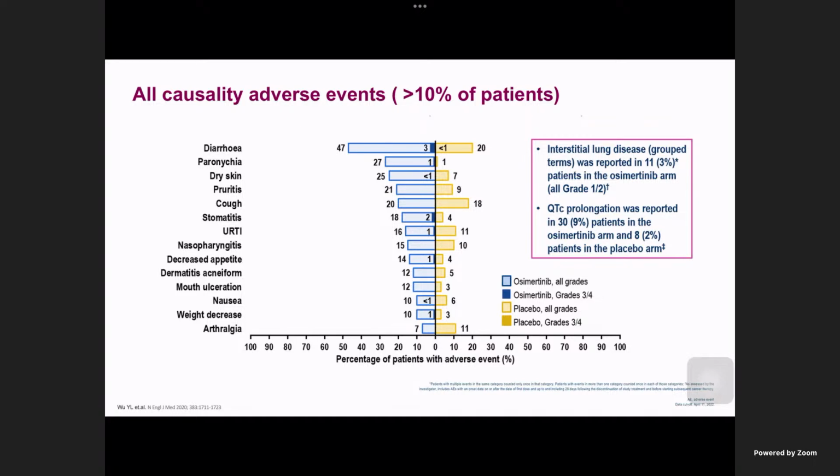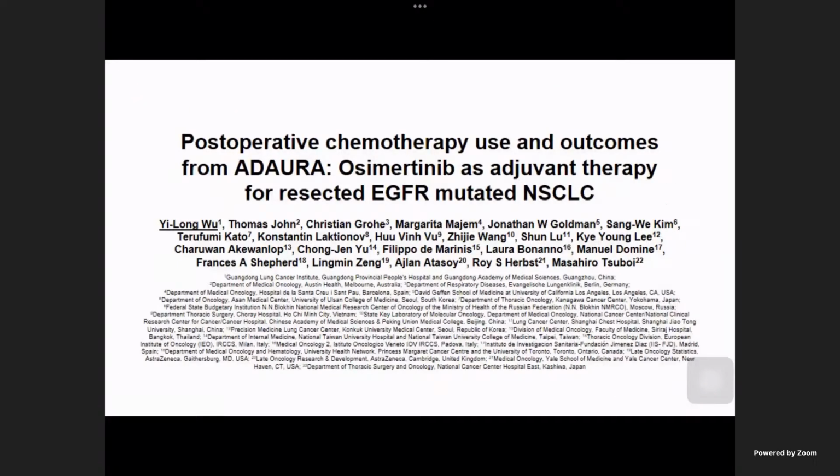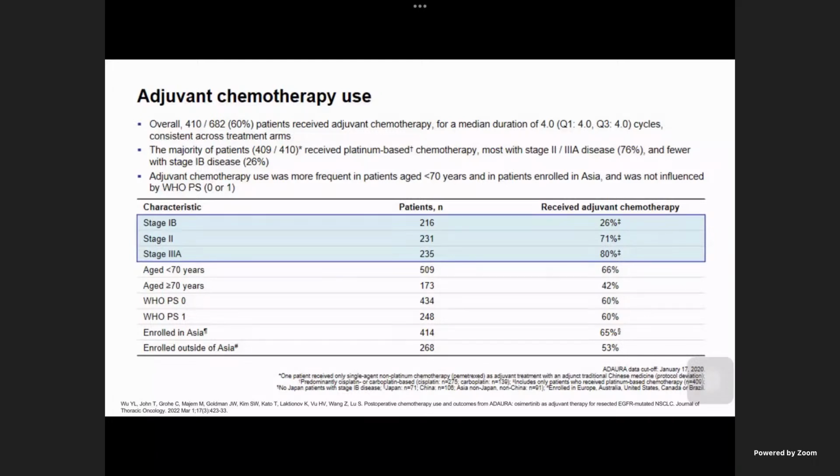The other side effects were paronychia, rash, dry skin, pruritus and cough. Of importance was interstitial lung disease, which was there in 3% of the patients in the osimertinib group. Again, we need to monitor ECGs for QTc prolongation, which was there in the osimertinib arm in 9% of the patients. So again, as Dr. Shiva said, chemotherapy forms one of the backbones of the treatment of early stage lung cancer. So they looked at post-op chemotherapy use and outcomes in the ADAURA study also. About 60% of the patients had received chemotherapy in the ADAURA trial.